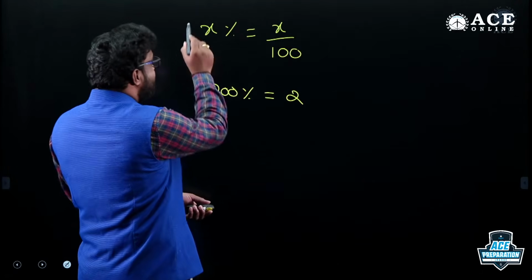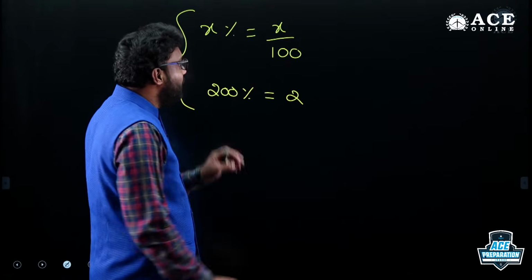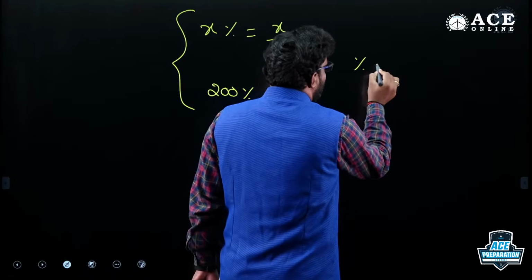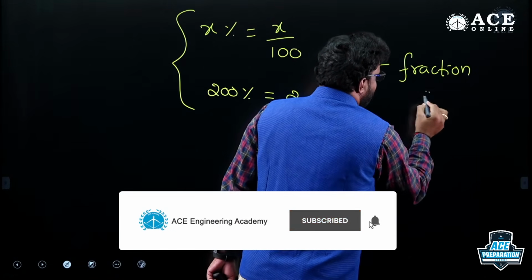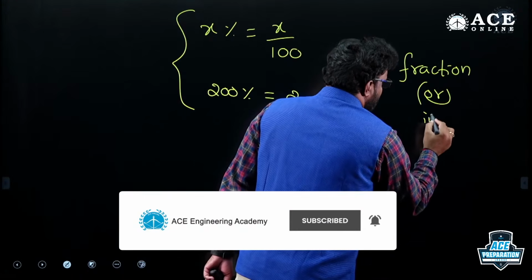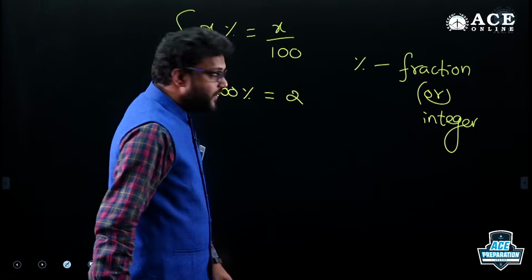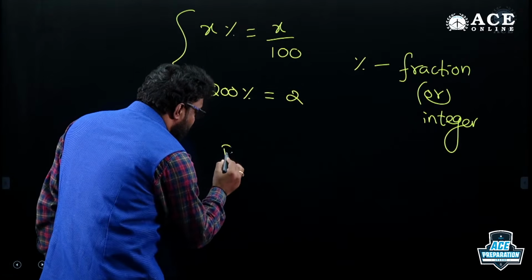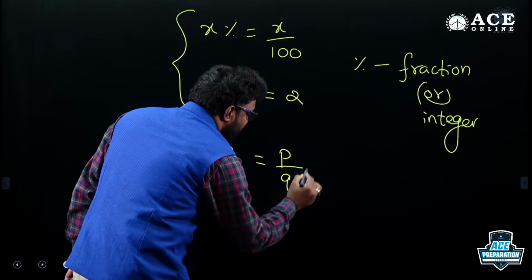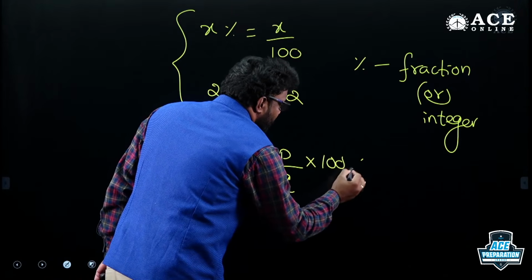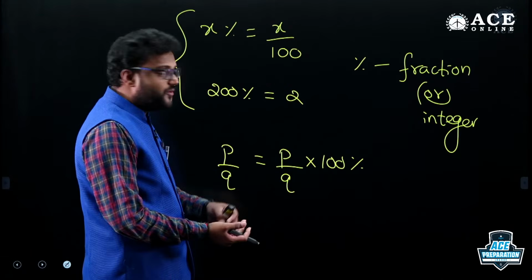So if it is 200%, we should write it like 2. This is just a basic thing where you are converting percentage into a fraction or integer. Whereas if they give a fraction or integer, for example in P by Q format, how do you convert it into percentage? Multiply with 100.